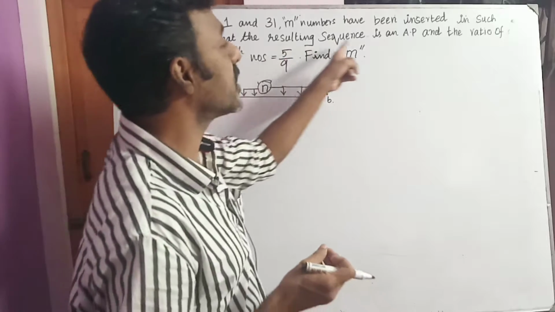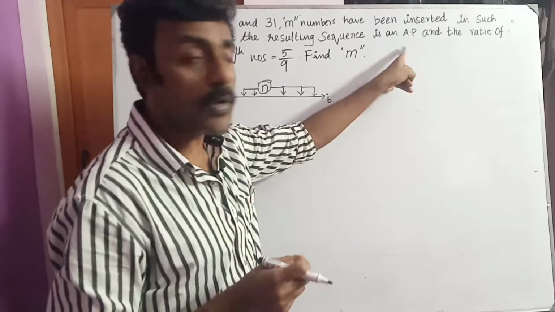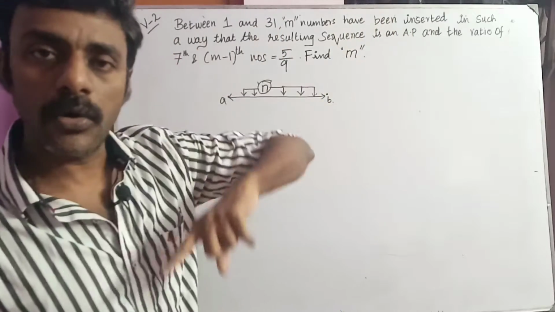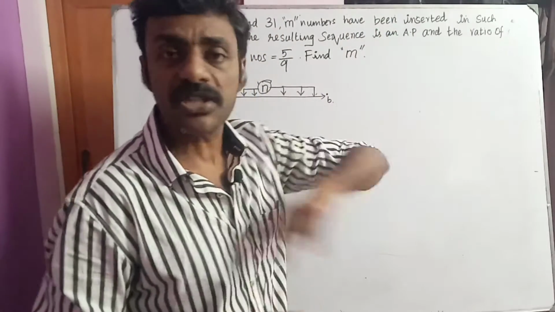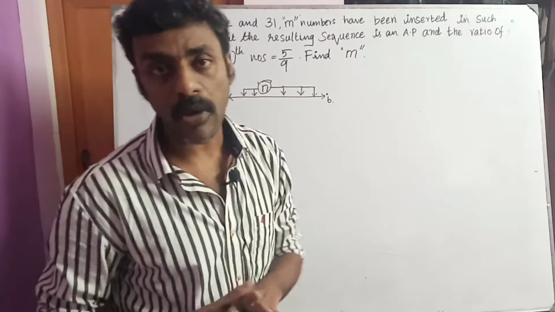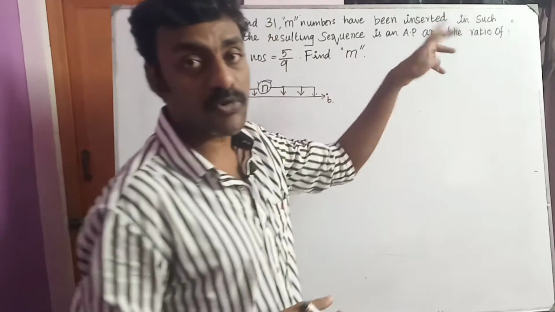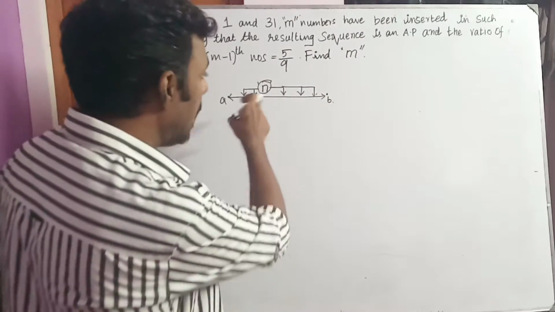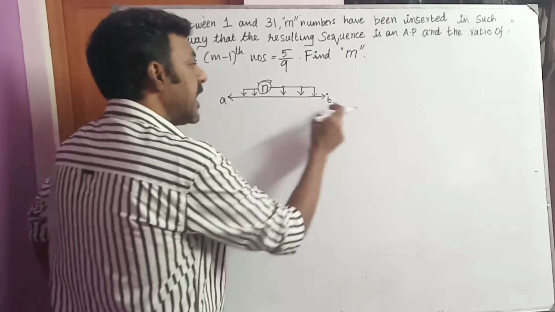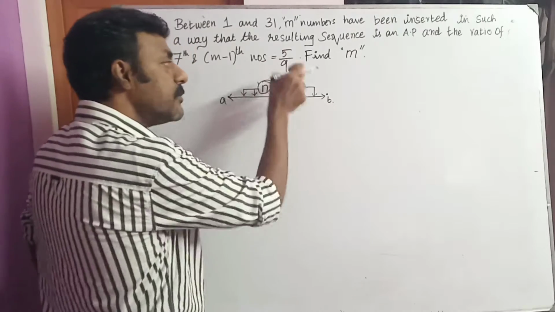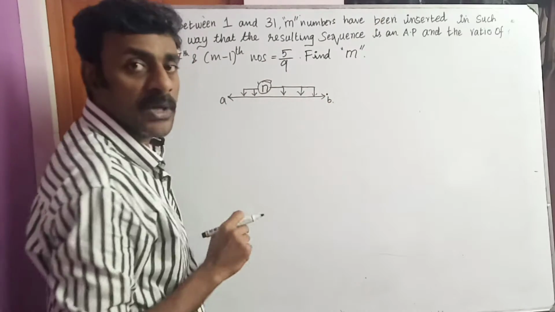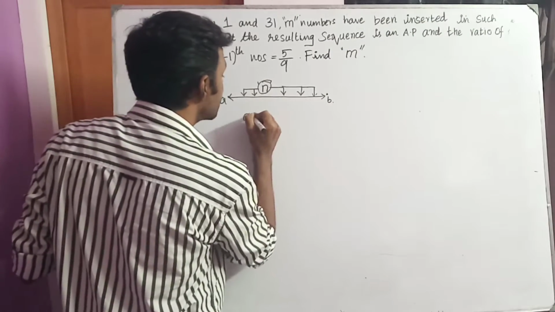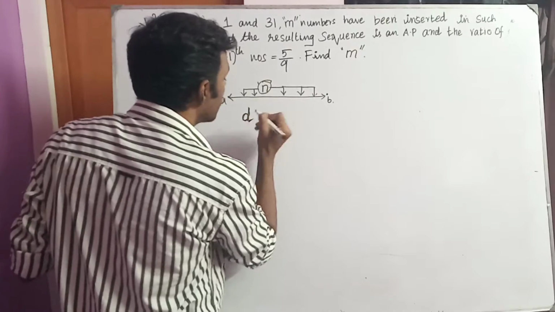Because they are telling us that the resulting sequence is an AP, we need to follow the rules for an AP. If it were a GP, we would follow the rules for a GP. If it were an HP, harmonic progression, we would follow the rules for harmonic progression. Now they are concerned with AP, so we need to check the general form for AP. If there are two terms A and B, and n numbers have been inserted between A and B, what will be the general form of the common difference? The common difference is generally denoted as small d.